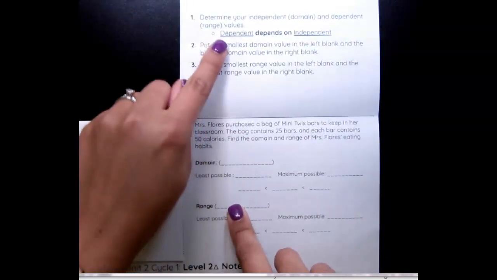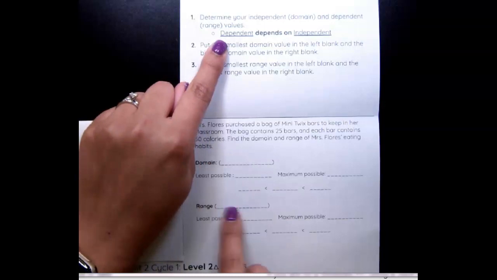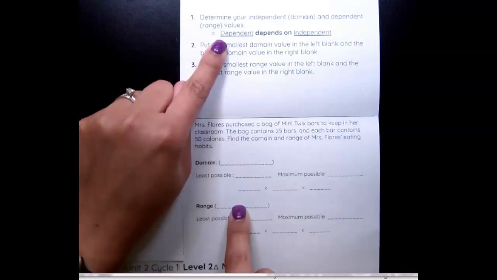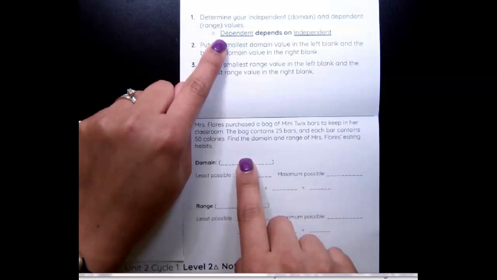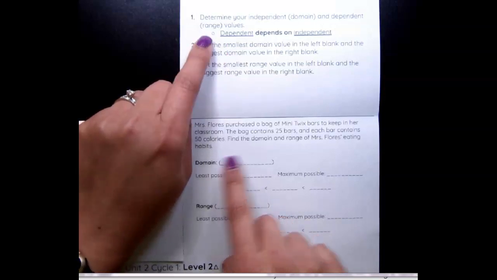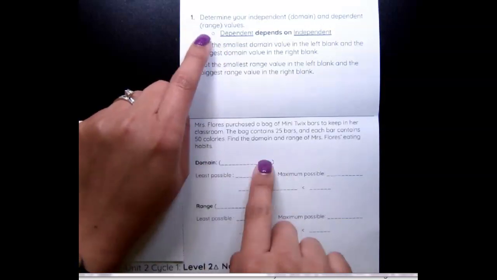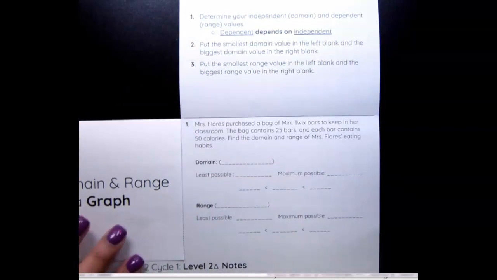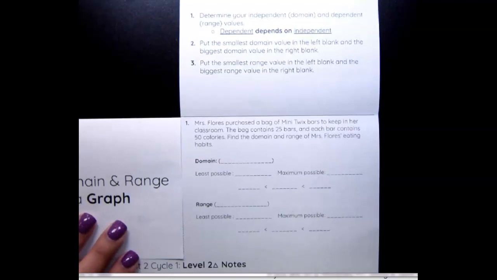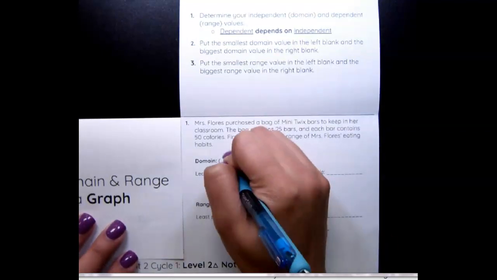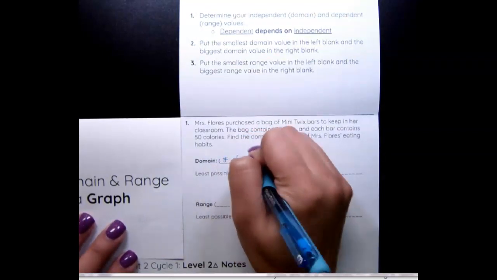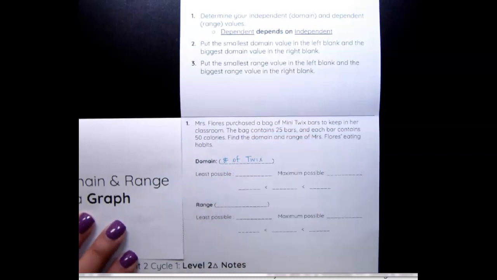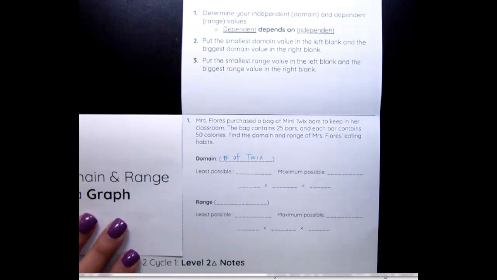The dependent, which is the range, depends on the independent. Another way that you can think of it is the domain is the independent. That's what you have control over. I, Mrs. Flores, have control over how many Twix bars I eat. I can control how many Twix bars I eat.